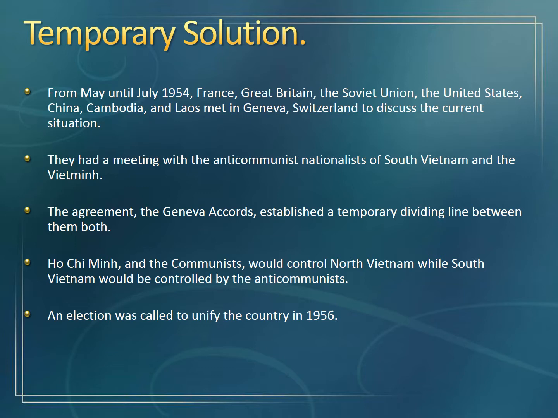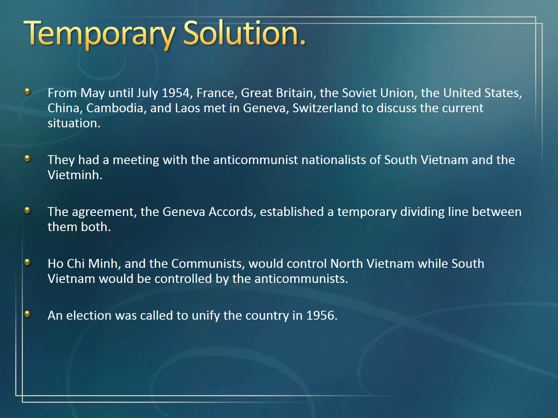From May until July 1954, France, Great Britain, the Soviet Union, the United States, China, Cambodia, and Laos met in Geneva, Switzerland to discuss the current situation. So they had a meeting with the anti-communist nations, nationalists, I should say, of South Vietnam. So remember, there's people who are opposed to communism in South Vietnam, and then those in the north who are in favor of it, who are the Viet Minh.